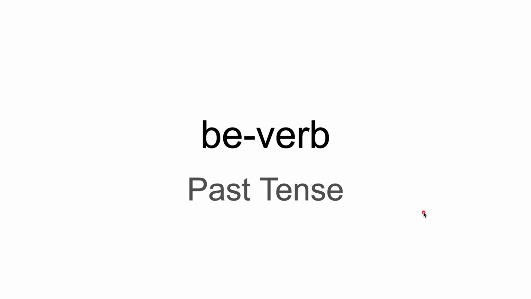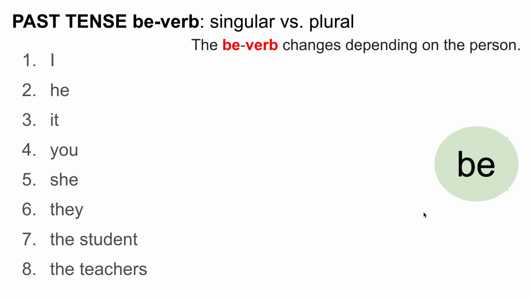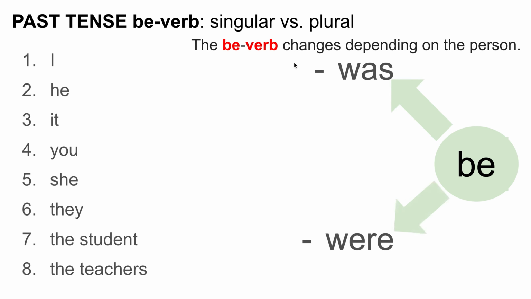Today we're going to look at the be verb in the past tense. Before we start, let's look at singular versus plural forms of the be verb. Remember that the be verb changes depending on the person. We have two forms of the be verb: was, were. Let's look at how the be verb changes depending on the person.